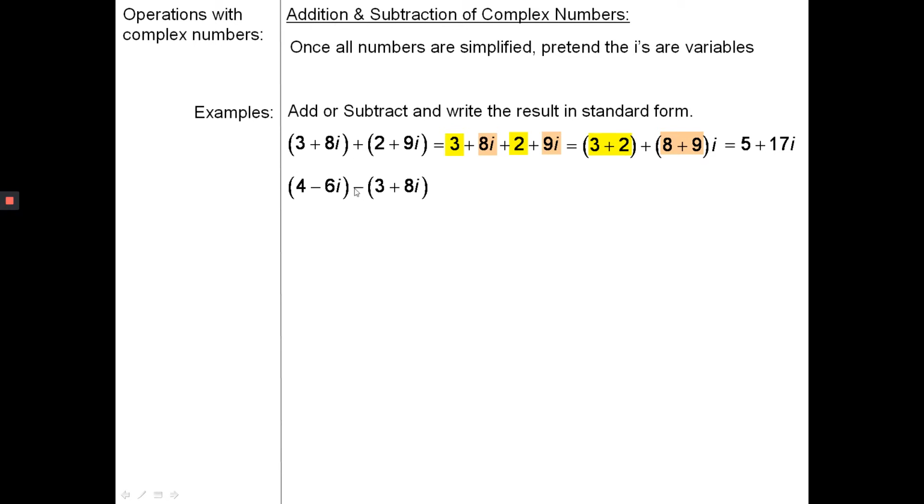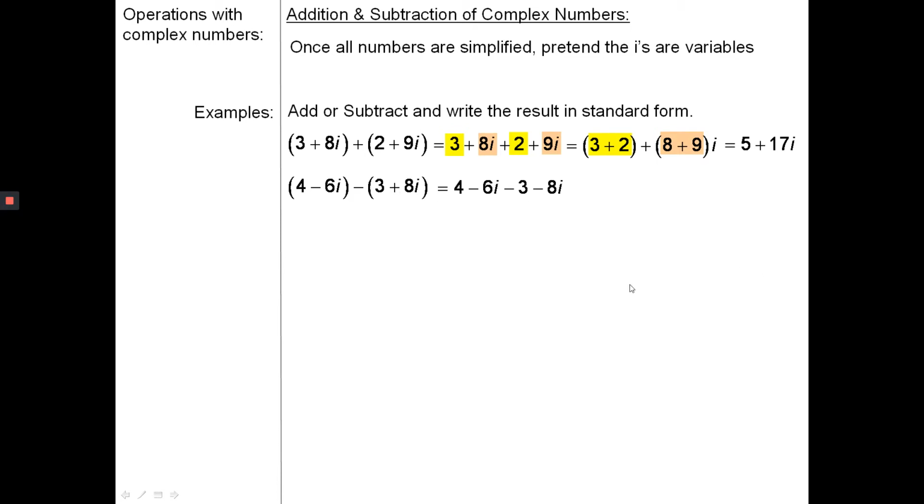Okay. If we have subtraction, we have to take the subtraction sign and put it to both things inside of the parenthesis that the subtraction sign is in front of. So the first parenthesis, we can just drop it. So we have 4 minus 6i. The second parenthesis becomes minus 3 minus 8i.